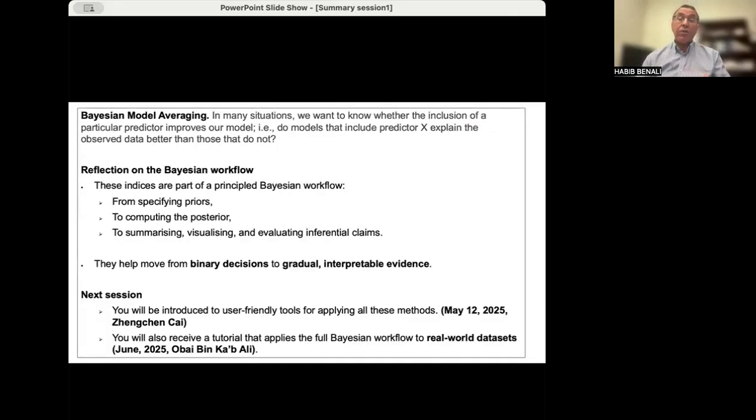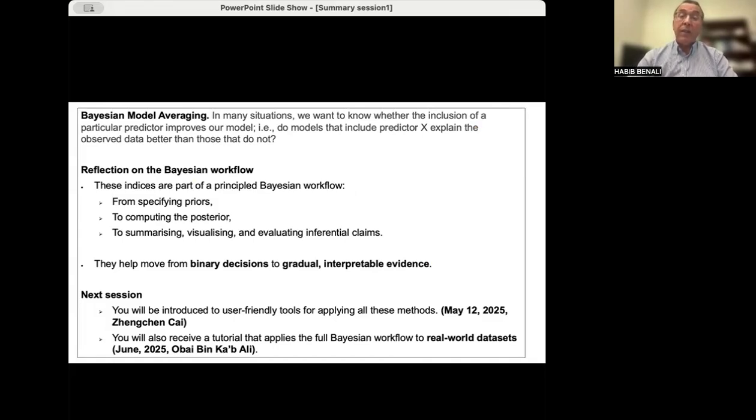In many situations, we want to know whether the inclusion of a predictor improves our model. We introduced Bayesian model averaging to answer the following question: do models that include predictor X explain the observed data better than those that do not?